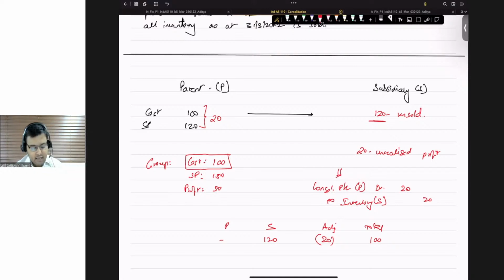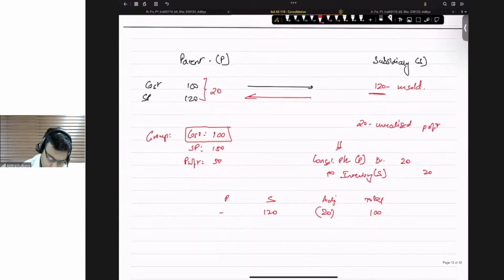All right. Now the next impact is reverse. Suppose it is a reverse scenario. The subsidiary has sold goods worth 100 at 120 to the parent, and these are in stock with the parent. So the scenario looks something like this now. It's reverse. 120, and the subsidiary has no goods.